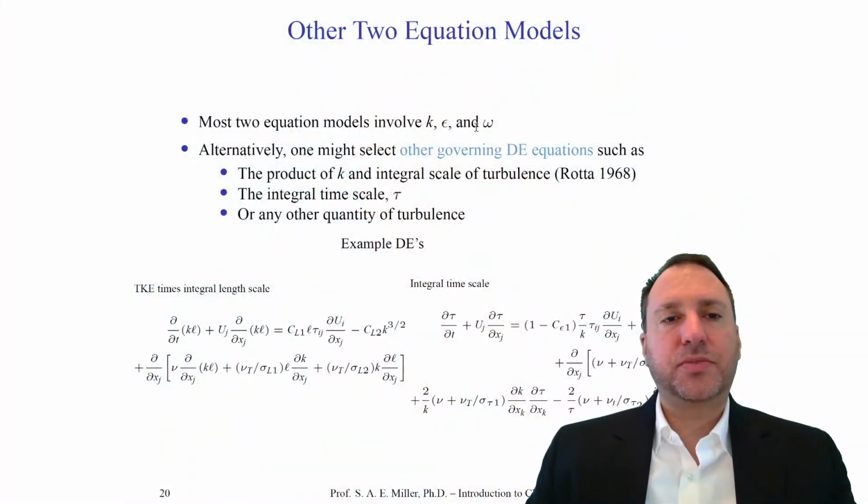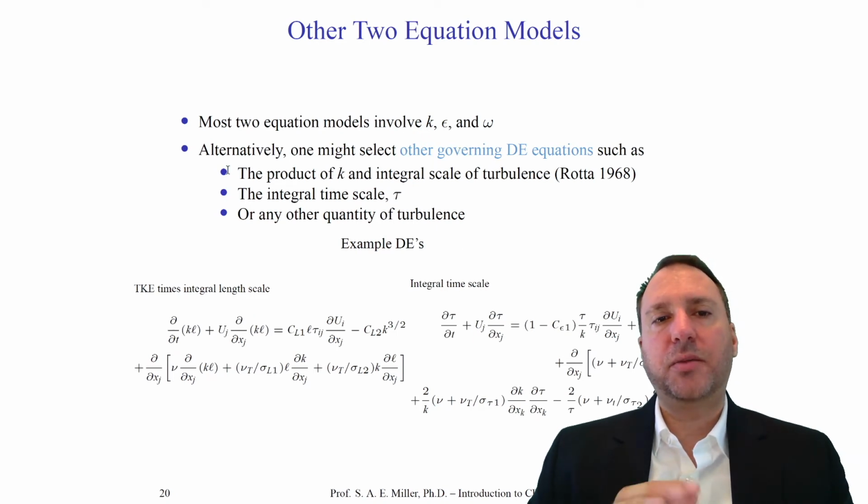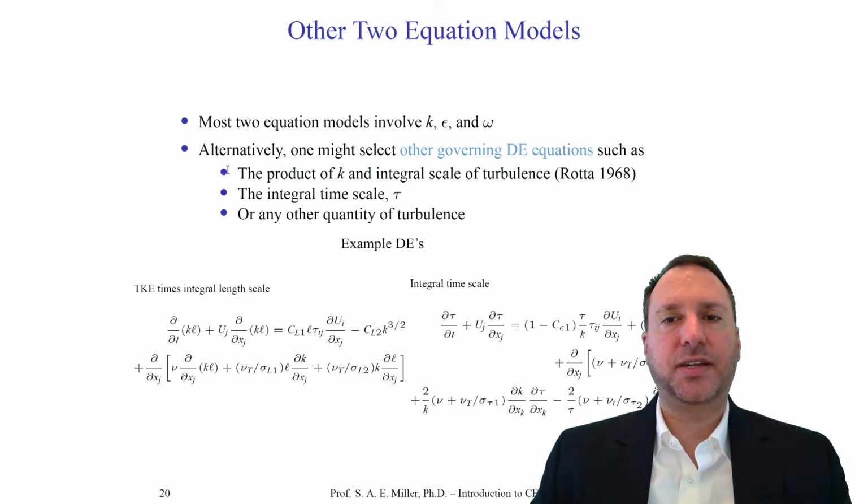Now, most of these 2 equation models, as you've seen, involve 2 or 3 variables, K, epsilon, and omega. Epsilon and omega are very closely related because one's just the specific form of the other. Nonetheless, they're derived in completely different ways. It should be mentioned here that there are many other types of models, and they just choose other variables for the governing partial differential equations. Here are 3 particular examples. One might be the product of turbulent kinetic energy and the integral length scale. This is a famous model made by Rotta in 1968. It just goes as KL instead of K.